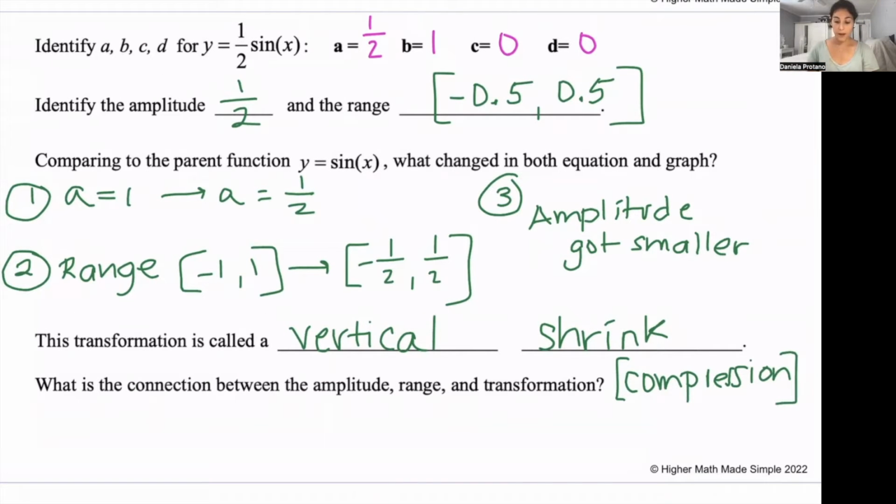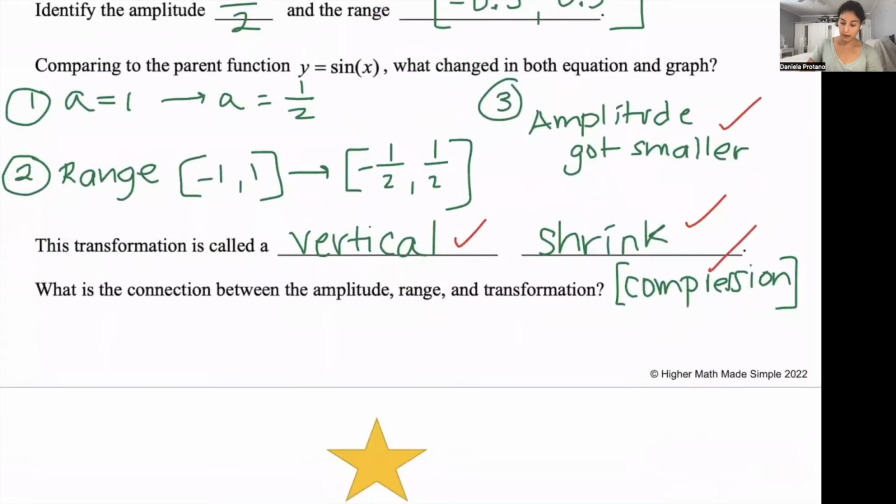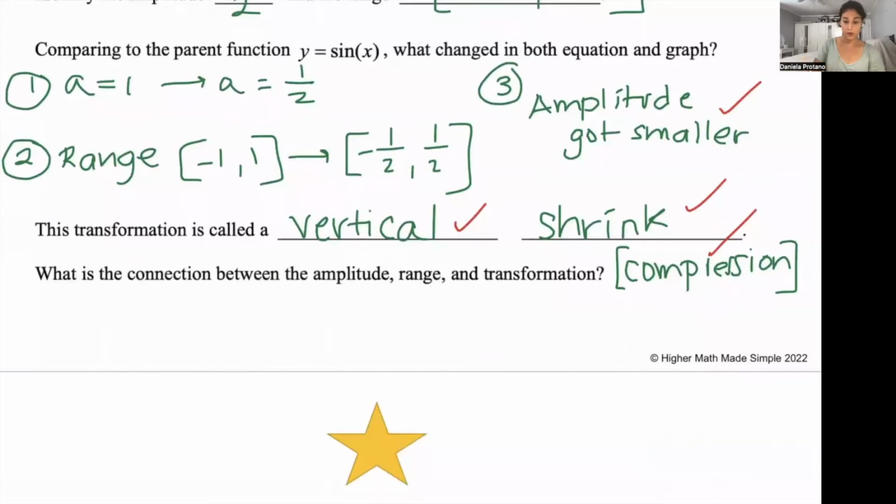Okay, so the amplitude is now 1/2 as opposed to 1. And so the range obviously went from -1 to 1 to -1/2, 1/2. And the amplitude, instead of getting bigger as the other example, now it got smaller. And so this all happened vertically. So this is called a vertical shrink, aka compression. So now what would be the connection between the amplitude, the range, and the transformation? Well, the range interval matches the amplitude, and the amplitude determines the vertical shrink. And I'm going to write that down in a second.